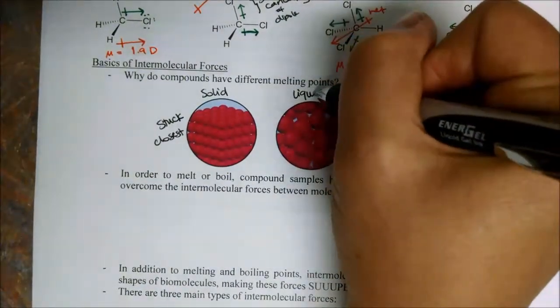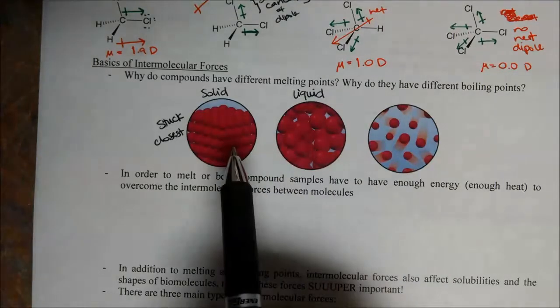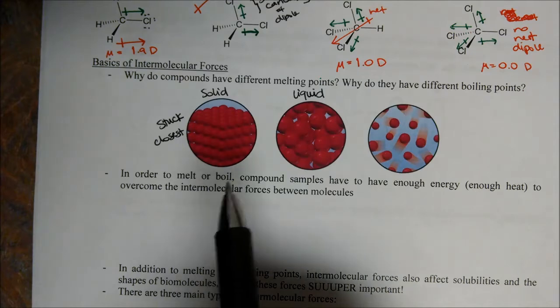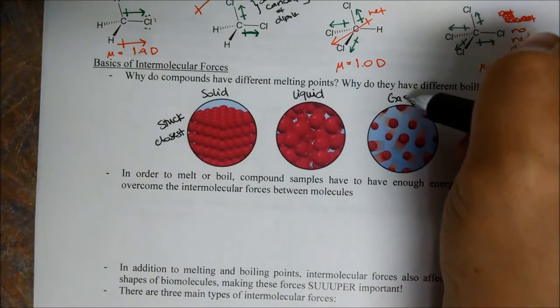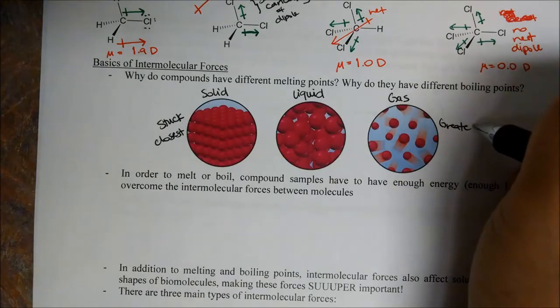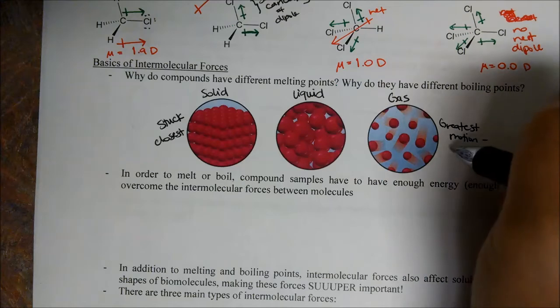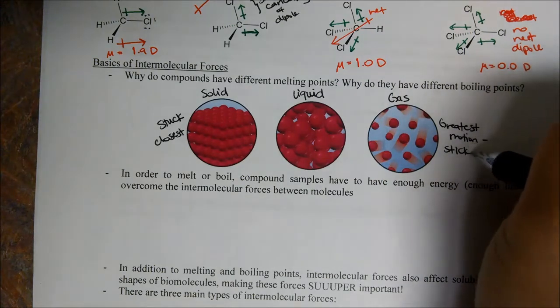You can see there is less order in the molecules. They have a little bit more freedom, so they had to get enough energy to kind of break away from their solid state. And then here's the gas. This is when things boil, right? And this is when they have the greatest motion because they're in the gas phase. And so we can obviously see that they're sticking the least. Stick the least here.